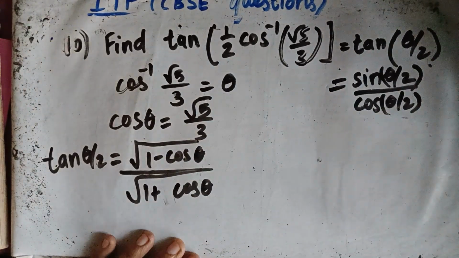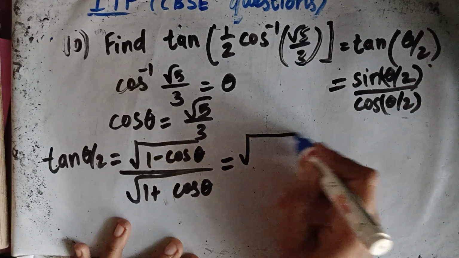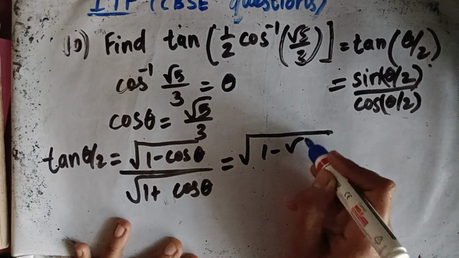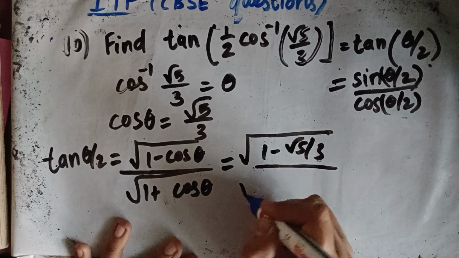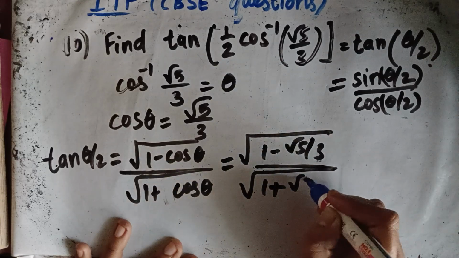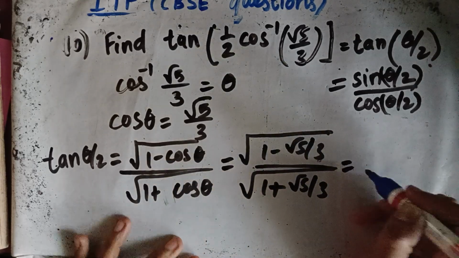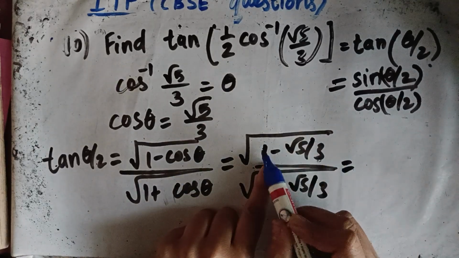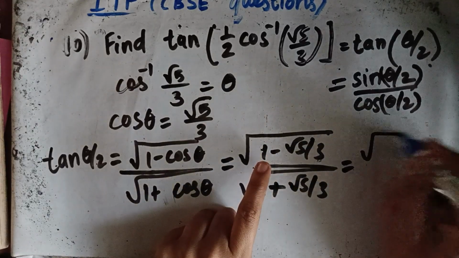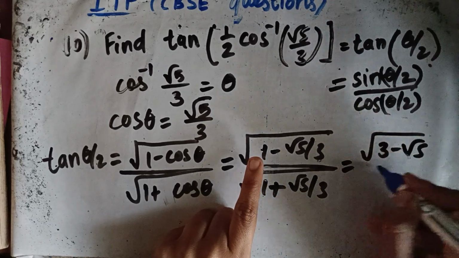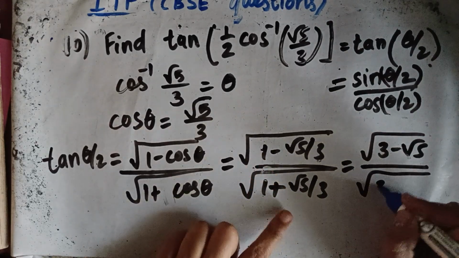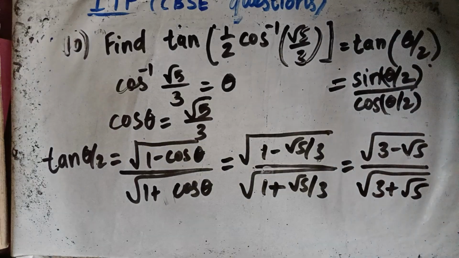So substituting the value of cos theta, you will get root of 1 minus root 5 by 3 upon 1 plus root 5 by 3. When you cross multiply, you'll get 3 minus root 5 upon 3 plus root 5. Denominator gets cancelled. So this is tan theta by 2.